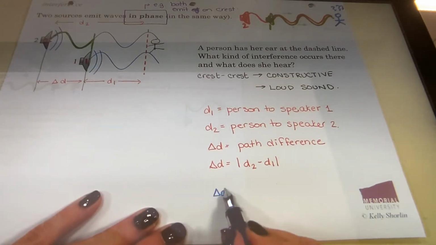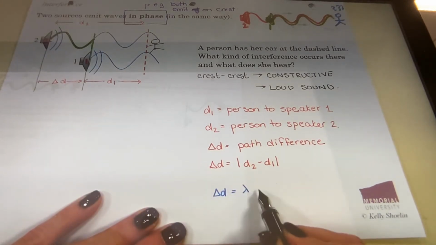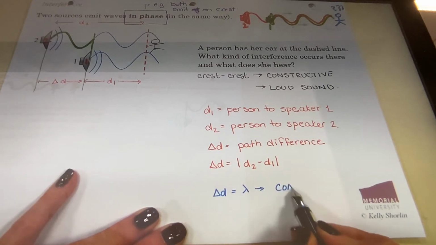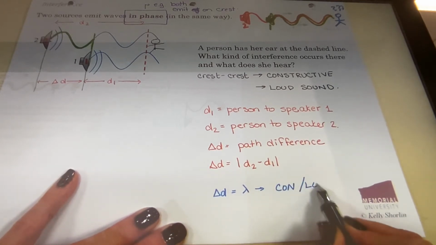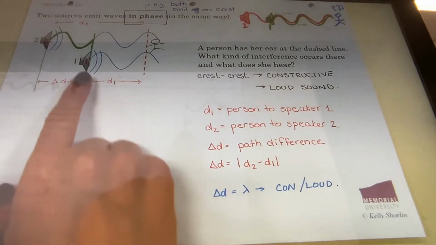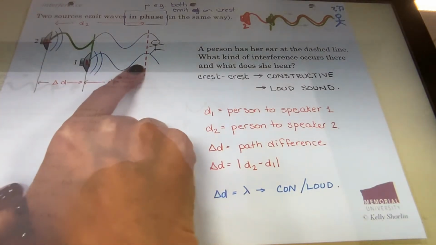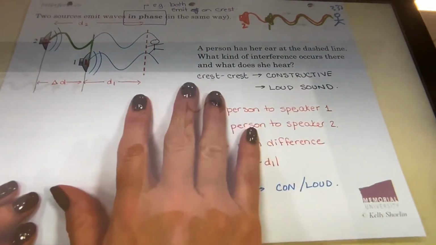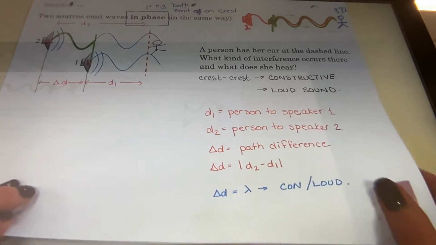So delta D equals lambda, and the result is constructive interference or loud sound. So far, so good? You good with the definitions, the setup, lambda? All right, super. So this isn't the only setup we can have, of course. I'm going to take my speaker 1, and I'm going to move it down a little bit. Let's go through this idea again and see what we get when we move speaker 1.